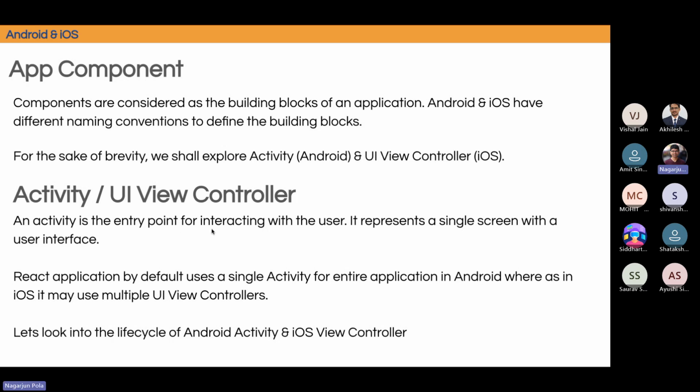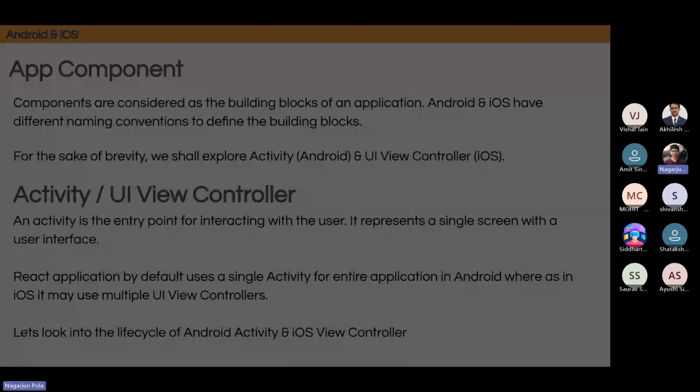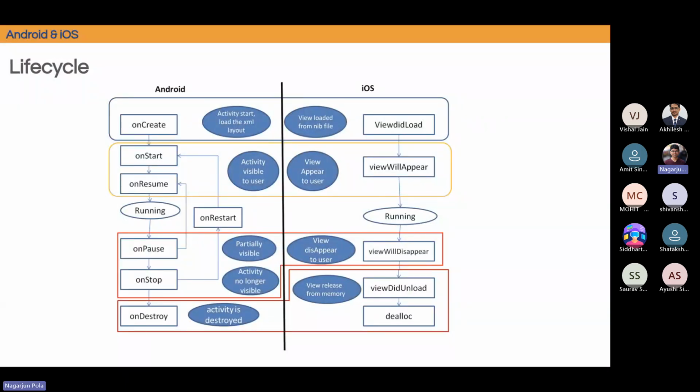So activity is nothing but an entry point for interacting with the application. It represents a single screen with a user interface. React application by default uses a single activity for the entire Android application. In iOS, it could use multiple UI view controllers. We'll see what view controller is. So now, in order for our application to work smoothly, we need to understand what the activity and UI view controller lifecycle is. So we'll just see the lifecycle methods.